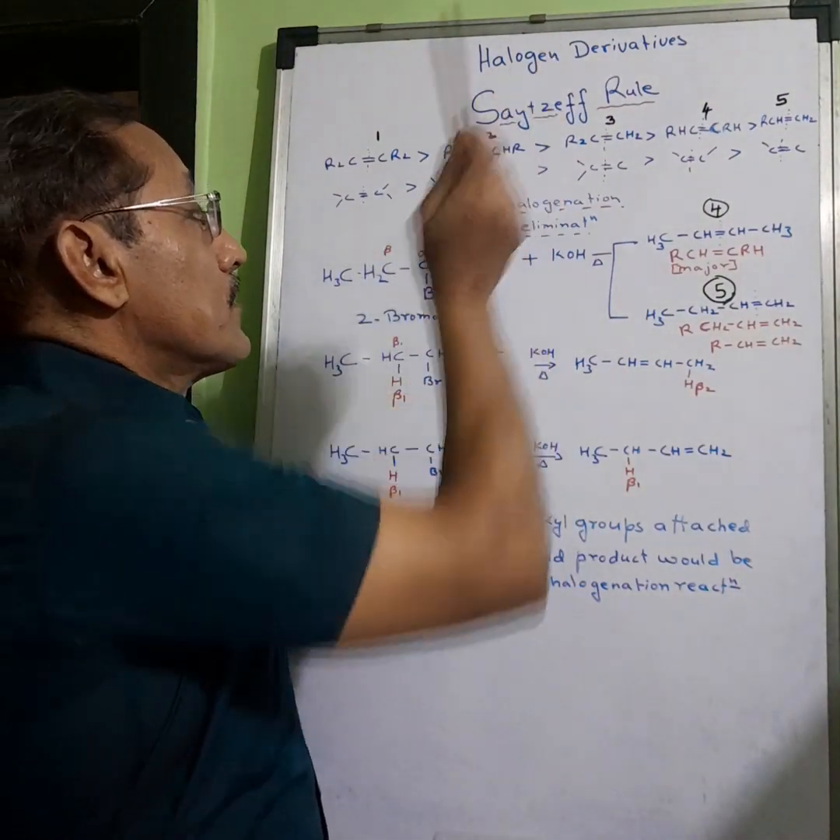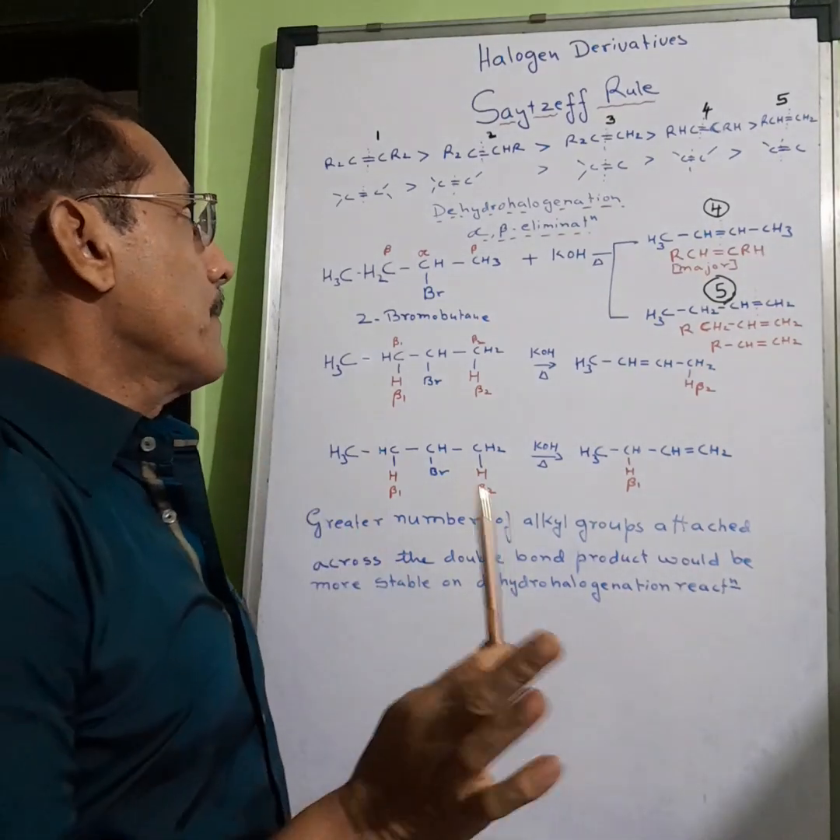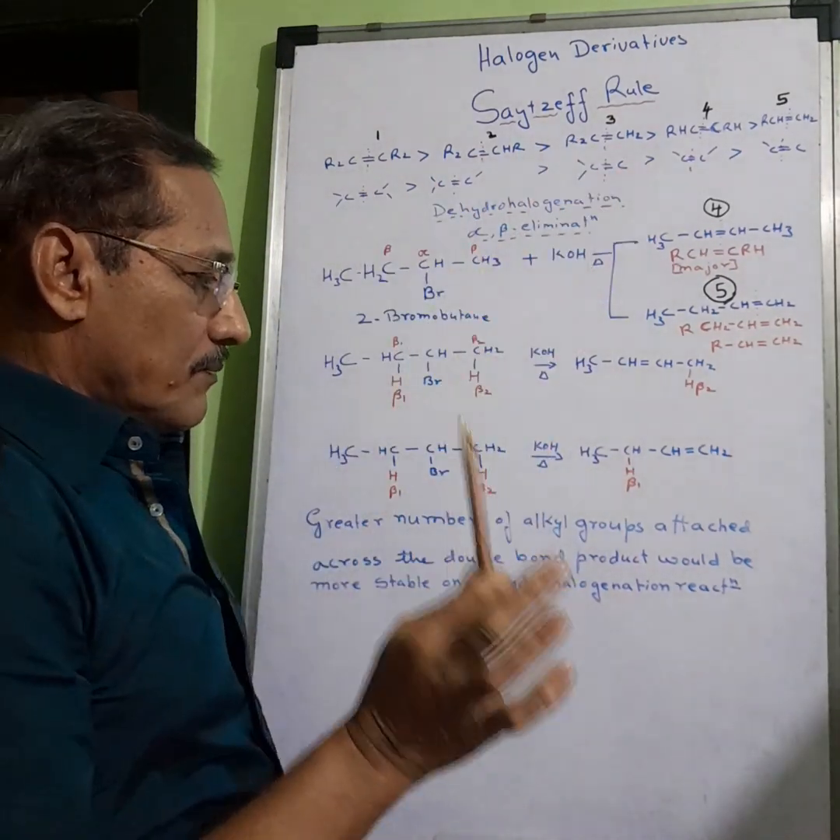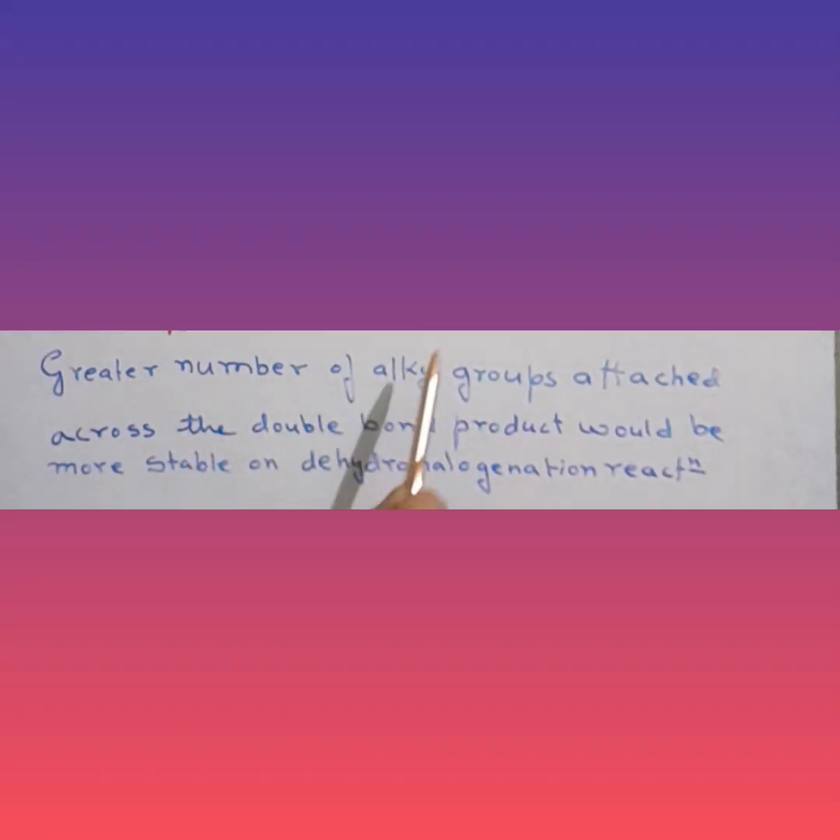Guys, we are going to talk about Saytzeff rule in halogen derivatives. Alright, now there is something there. Now, prior to getting into this, let's read this out. Greater the number of alkyl groups attached across the double bond, product would be more stable on dehydrohalogenation reaction.